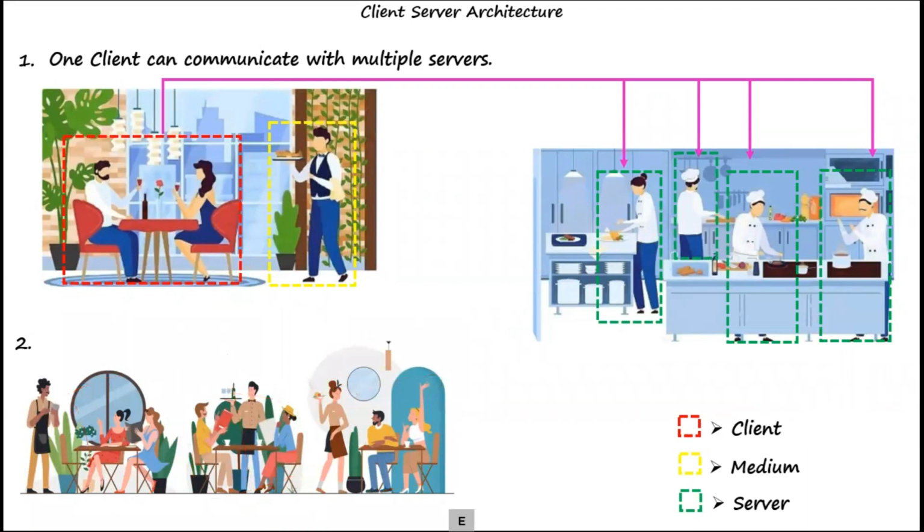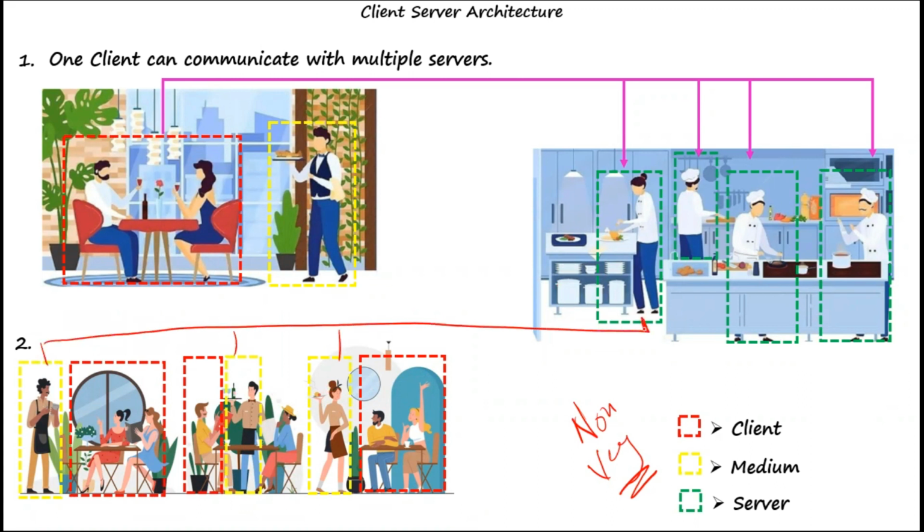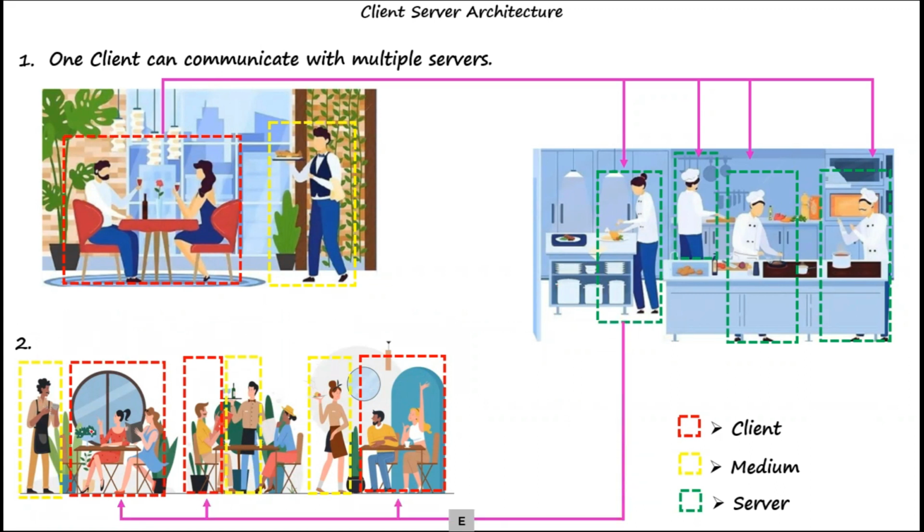So let's mark the clients. These are your clients. Each of them calls their waiter and orders the same dish. Suppose they order non-veg food, non-vegetarian food. So now each of these would go to the same server. This is the server. So each of these goes to the same server, just over here.